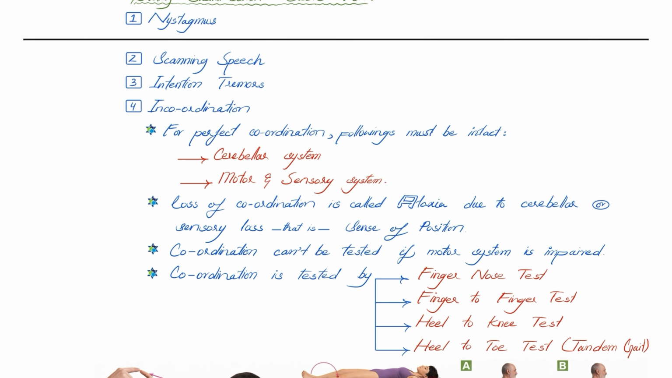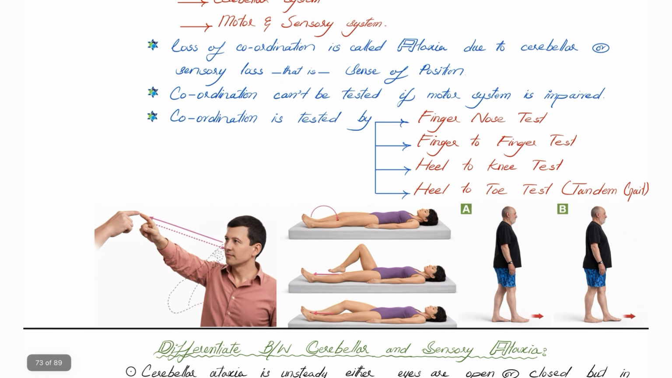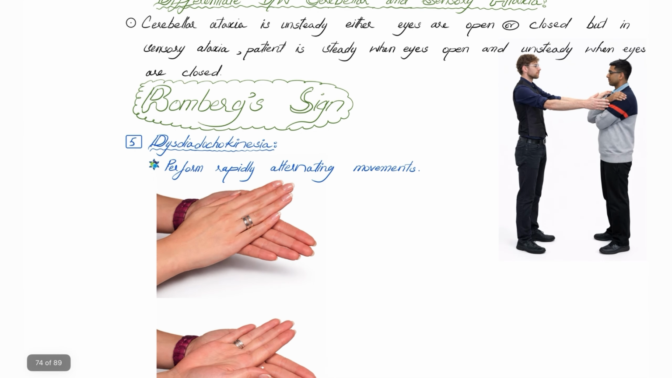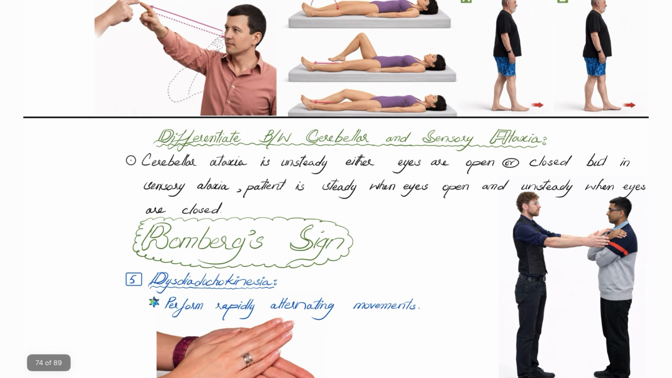Coordination is tested by finger nose test, finger to finger test, heel to knee test, heel to toe test, which is also called tandem gait, as you see in the image. Now, how to differentiate between a cerebellar and sensory ataxia? Cerebellar ataxia is unsteady, whether your patient's eyes are open or closed. But in sensory ataxia, the patient is steady when eyes are open and becomes unsteady when eyes are closed.